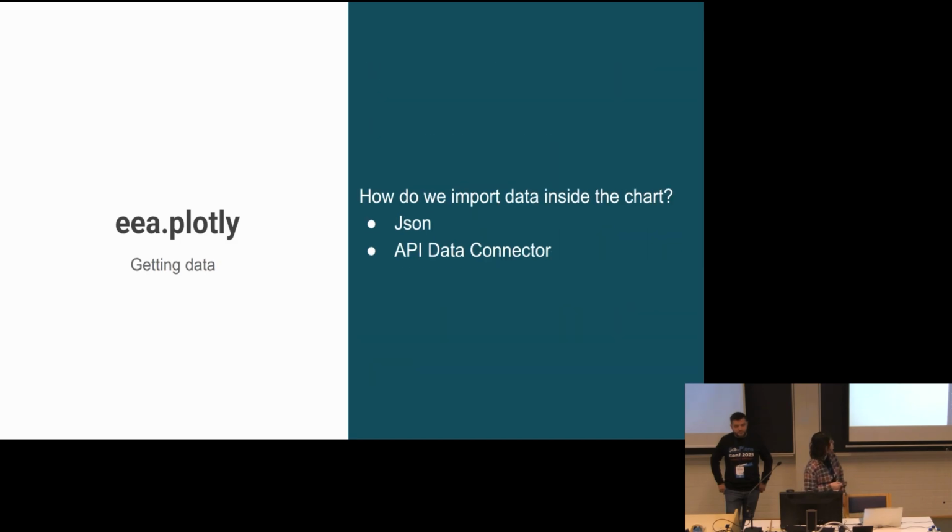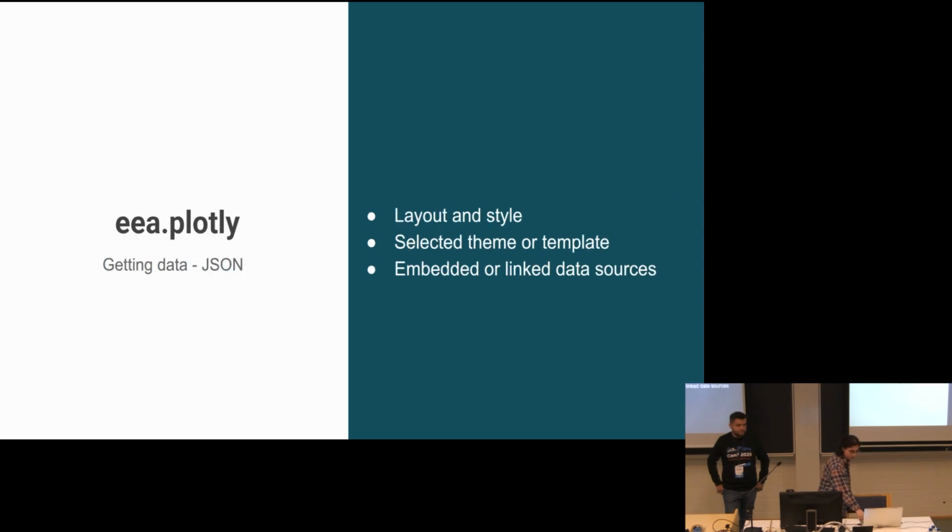So we can either import data through JSON or through an external data source with the help from the API data connector. So in the JSON, you can put layout styles, you can select themes and templates, you can embed data, or you can link to other data sources from outside.